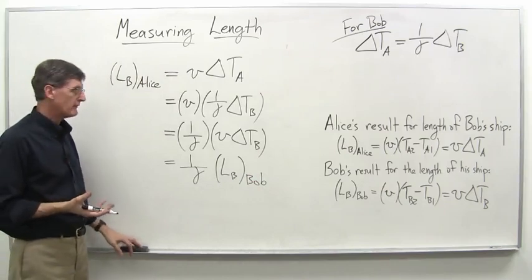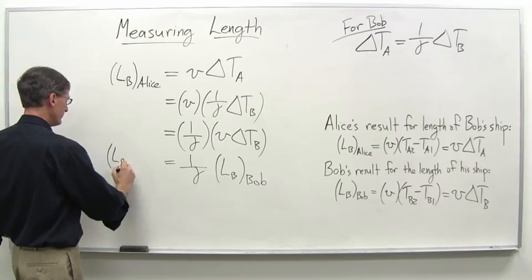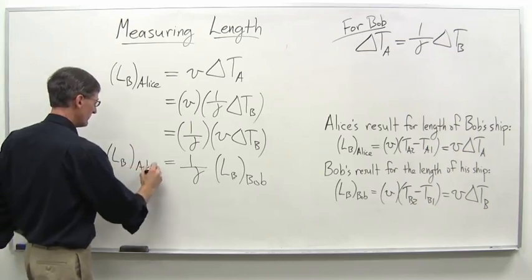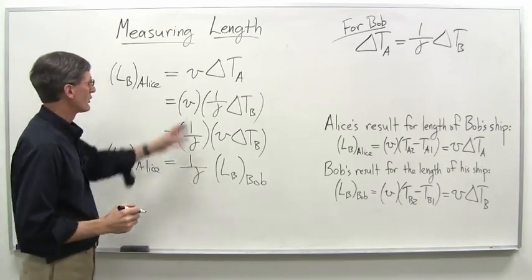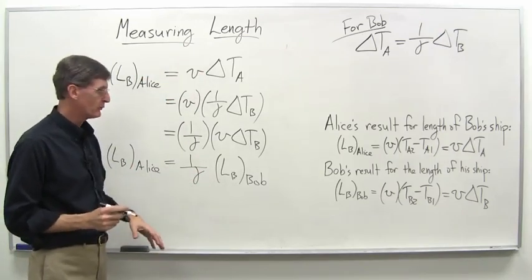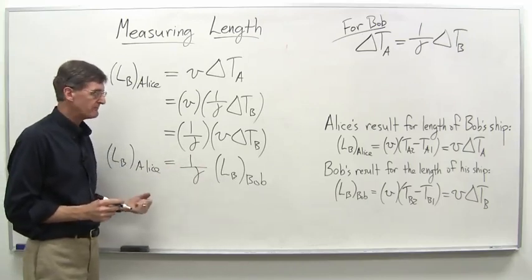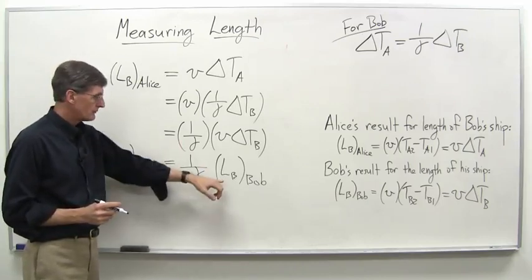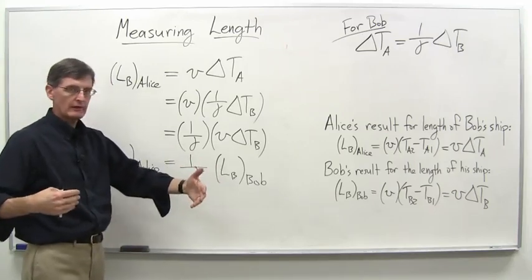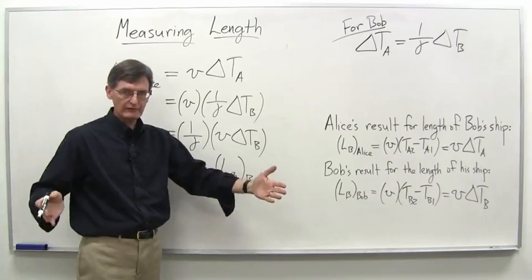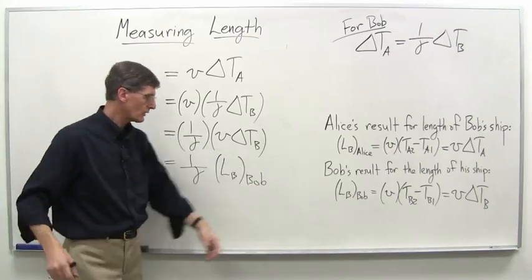And now we have a nice little equation. So we'll write this down here. LB Alice equals 1 over gamma LB Bob. So now we have a nice little equation for measuring the length of a moving object in terms of the different lengths different observers will get. Bob gets a certain length LB for his ship, and as far as he's concerned, he's at rest. So he can just lay out his ruler there and measure it if he has to.